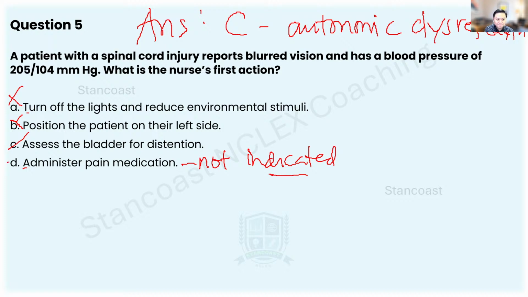All right. So again, guys, make sure that you recall the concept of the autonomic dysreflexia in a patient. Recall those manifestations and the interventions that you should be implementing.